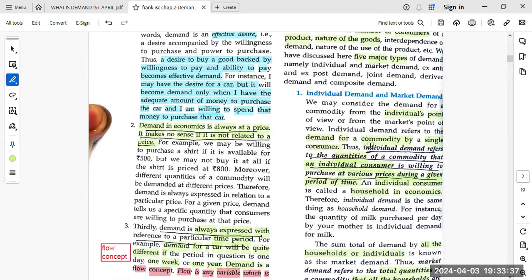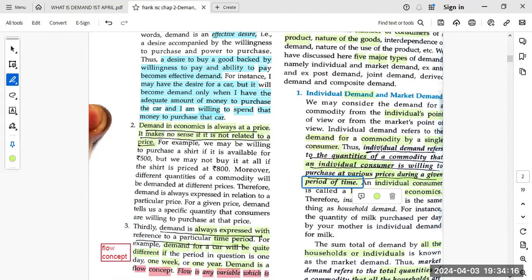Okay. So that is why it is written here. Individual demand refers to the quantities of commodity that an individual consumer is willing to purchase at various prices during a period of time. Now see, because I'm talking about demand, both the word price and time are there in the definition. Why? Because we are talking about individual demand. Now, if you merge the concept of demand and individual, you can make the whole statement.